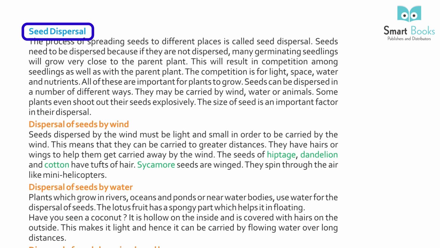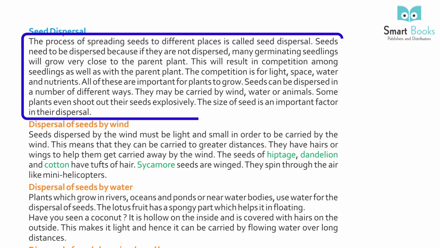Seed dispersal. The process of spreading seeds to different places is called seed dispersal. Seeds need to be dispersed because if they are not dispersed, many germinating seedlings will grow very close to the parent plant.